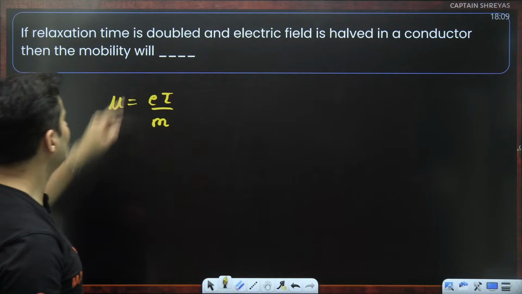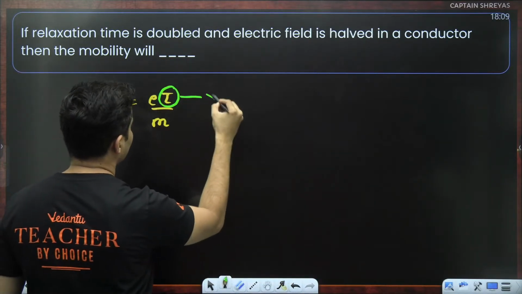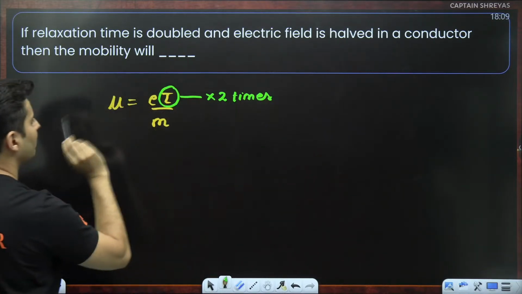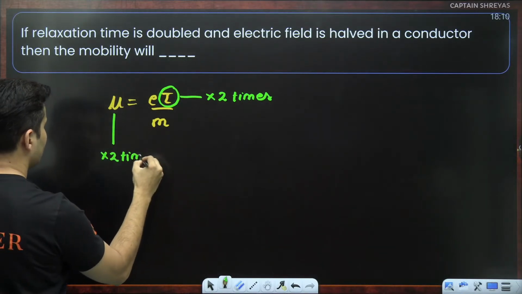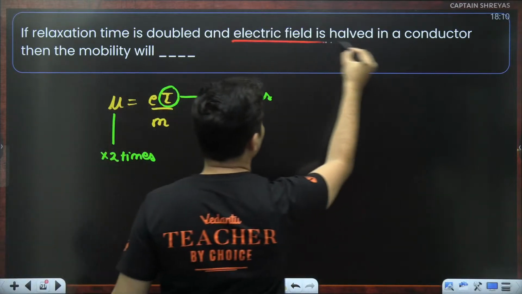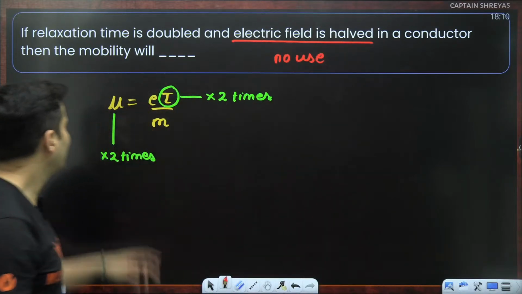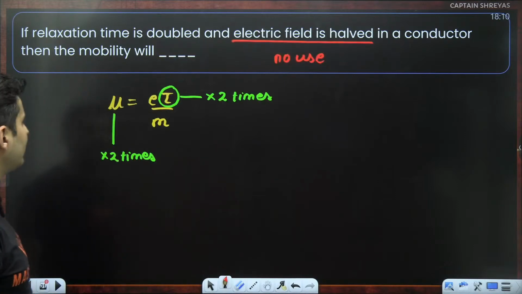The relaxation time is basically doubled. This quantity is basically made 2 times. If it is made 2 times, E and m are not changed. Obviously, this should also be made 2 times. Then you might be wondering, sir, what is the use of the electric field being halved? No use of this. There is no use of this. Hence, the mobility will also be doubled. Yes, that is the correct answer.